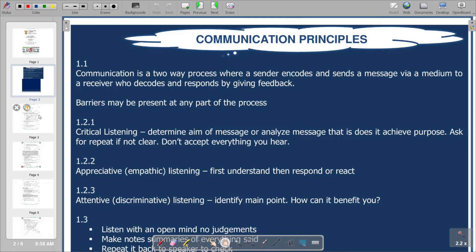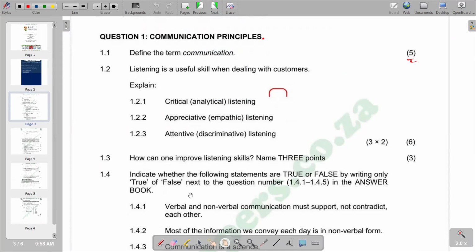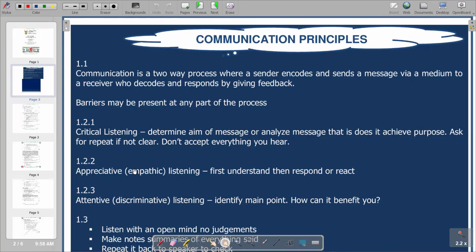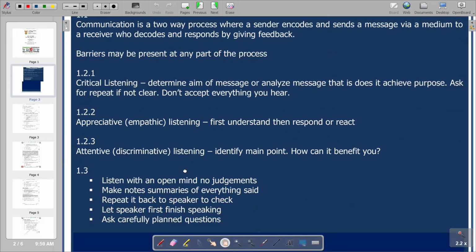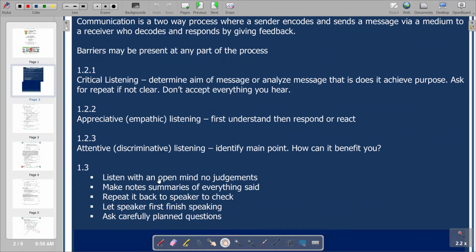So moving on to the next part, that is 1.3. How can one improve listening skills? Name 3 points. Obviously, to improve listening skills, you have to listen carefully. That's very important. Listen with an open mind, no judgments. Make notes, summarize, make notes of summaries of everything said. Repeat it back to the speaker to check. Let the speaker first finish speaking. Ask carefully planned questions. So those are some of the ways that you can improve your listening skills.